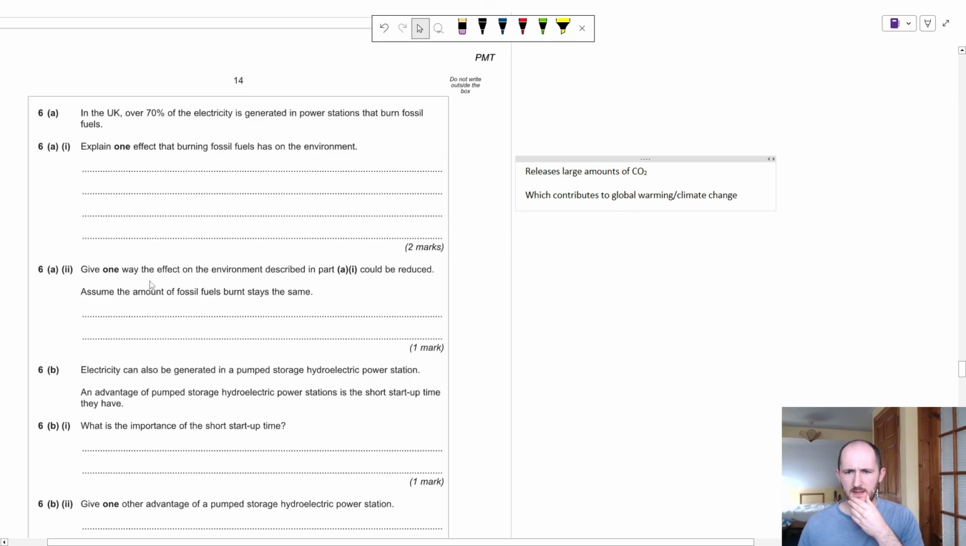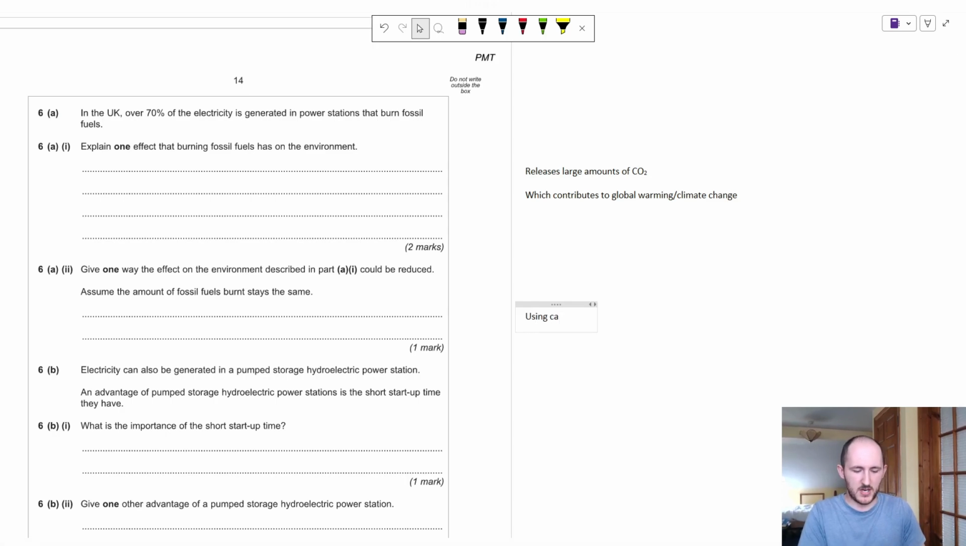So give one way the effect on the environment described in part A could be reduced. Oh, crap. Dang it, I should have said something else. Okay. How could it be reduced? It can't be as simple as planting more trees. Using carbon capture devices?